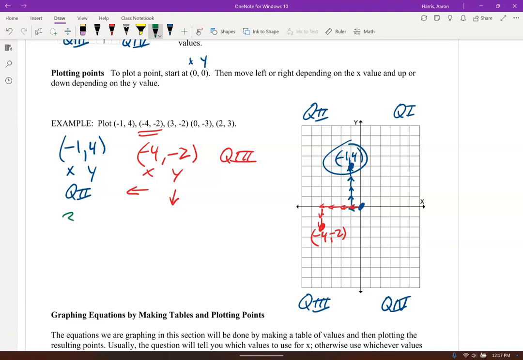Let's do these other ones. 3, -2. So right 3, down 2. So there's 3, -2. Notice it's in quadrant 4.